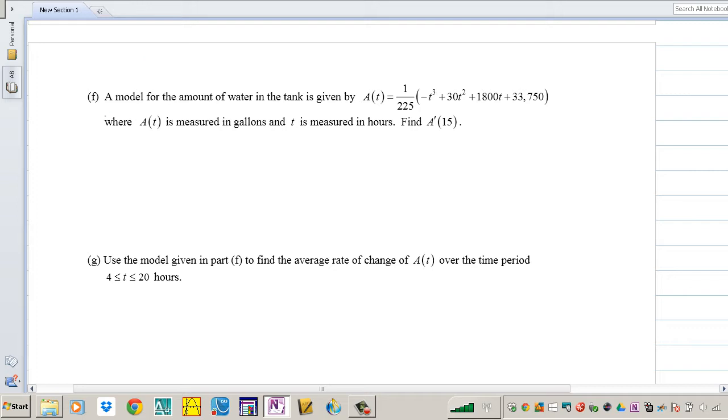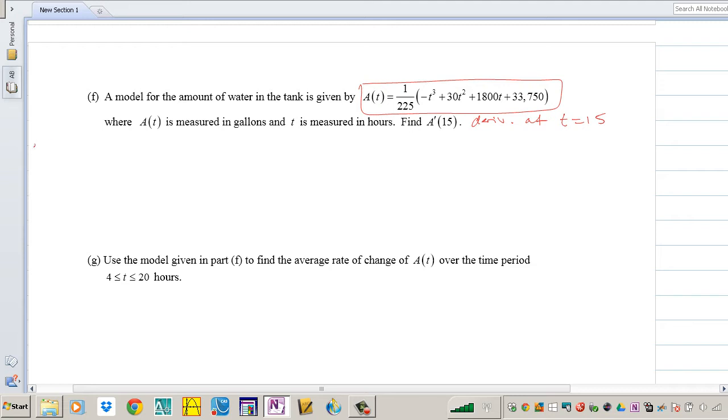So we have part F. Part F says: a model for the amount of water in the tank is given by A of t, where A of t is measured in gallons and t is measured in hours. Find A prime of 15. This means the derivative at t equals 15. So this time we have a function, and the function is this A of t here. So we can find the derivative using the old method that we know.